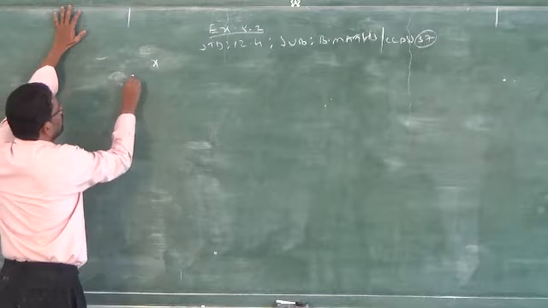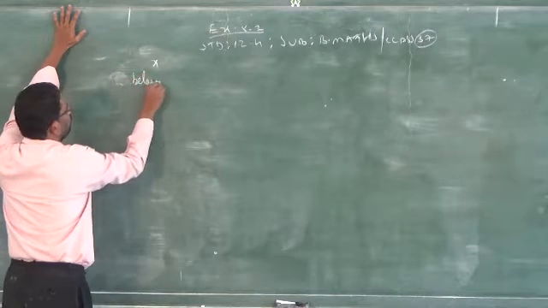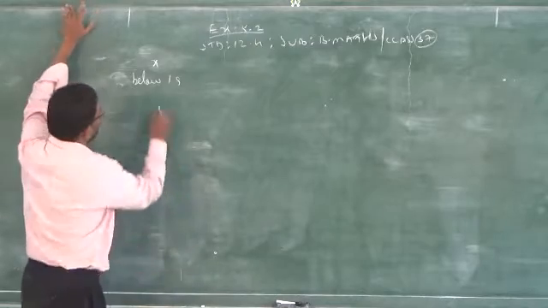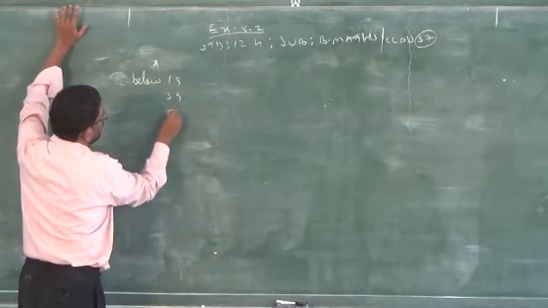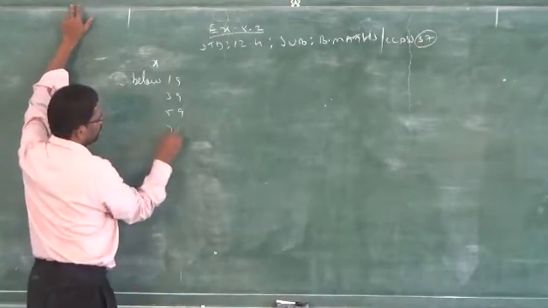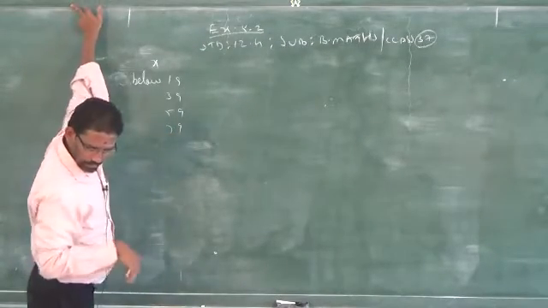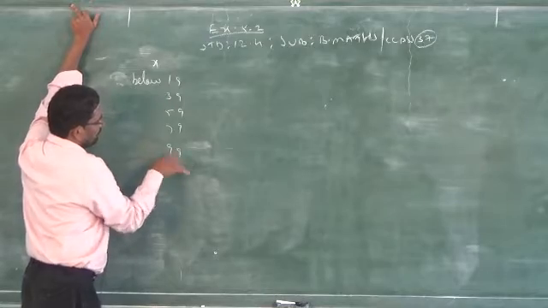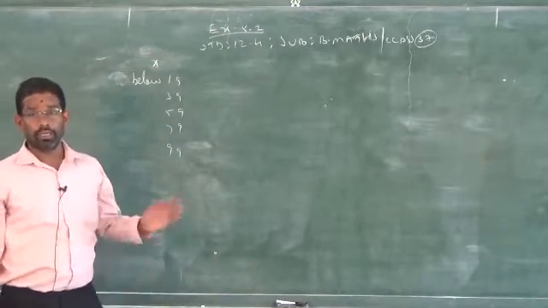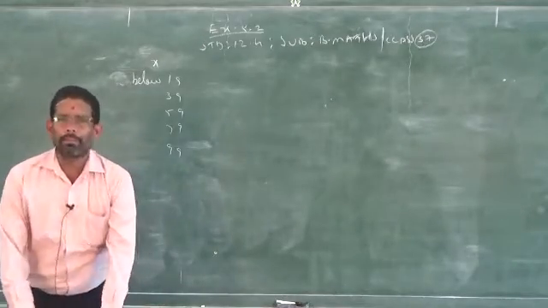Below 19, the next one 39. You have to take only the upper limits, not the lower limits: 79 and 19. See, you have to take only the upper limits of the given interval. Don't take the lower limit.